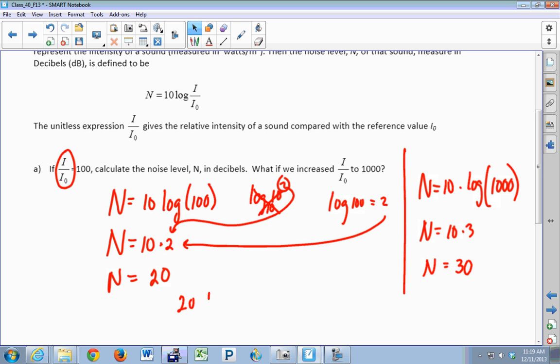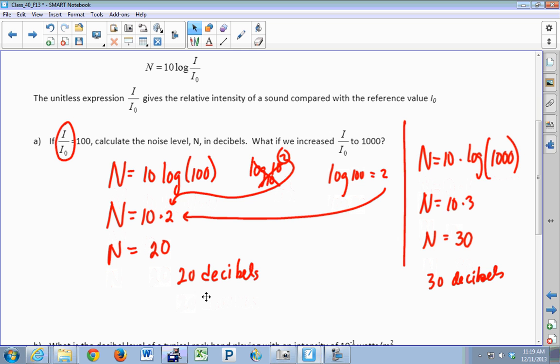So 20 decibels if you're 100 times more intense than the reference sound, and 30 decibels if you are 1,000 times. Anybody want to make a guess as to how many more times intense the average conversation is compared to this reference sound if it's at 50 decibels? Found a little pattern yet between the answer and I divided by I sub naught? Half it.